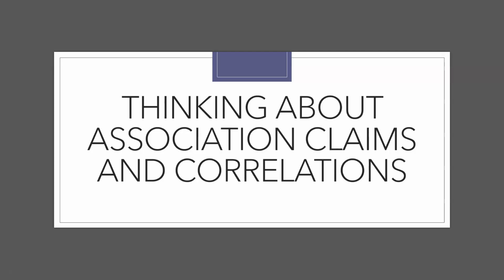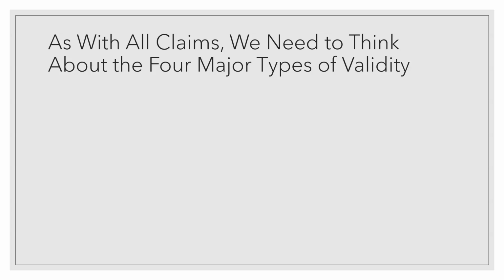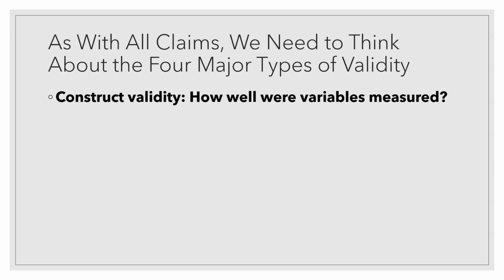Now, let's think a little bit about association claims and correlations. As with all claims, whether we're talking about a causal claim, an association claim, or a frequency claim, we need to think about the 4 major types of validity. And we're going to go through each of these in turn.